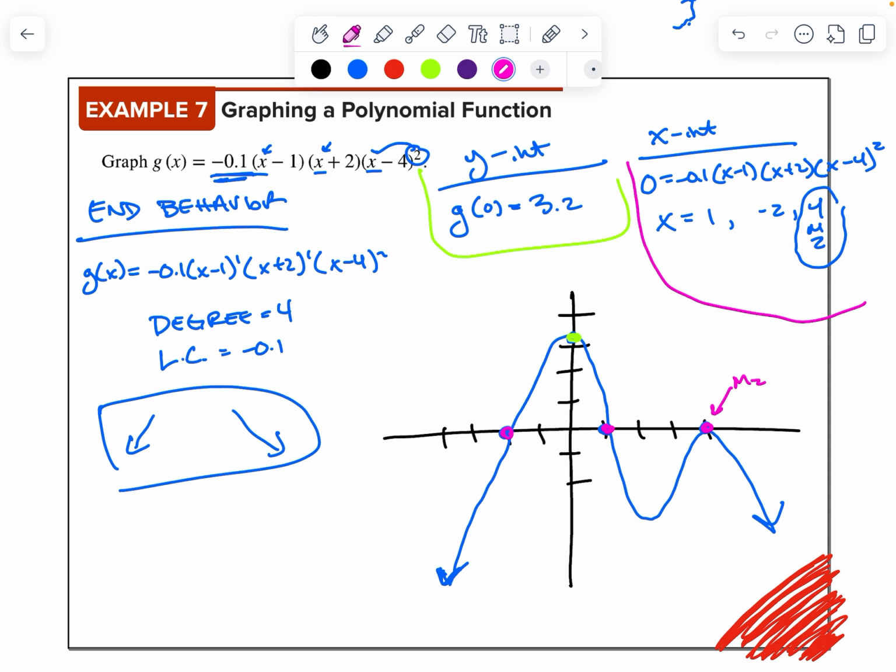That's the end of lesson 3.2. We're going to keep on chugging with polynomials throughout this unit and see some rational functions as well.